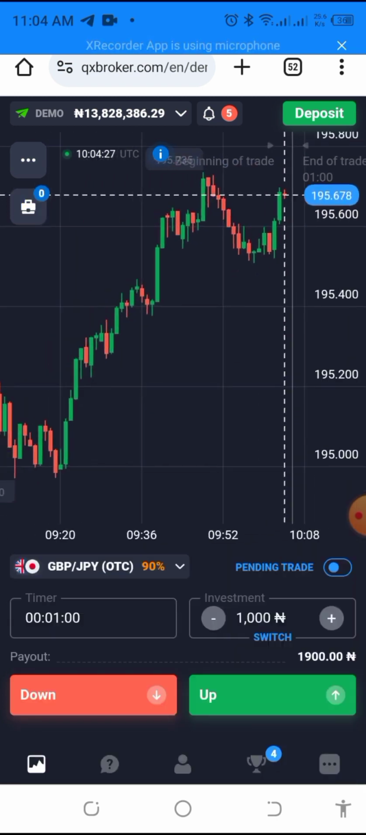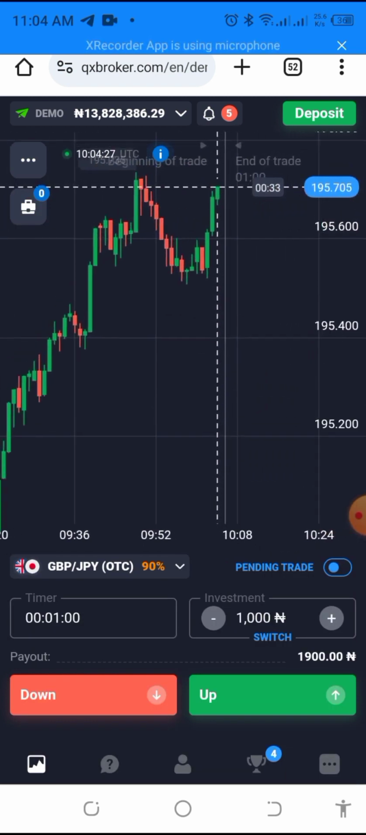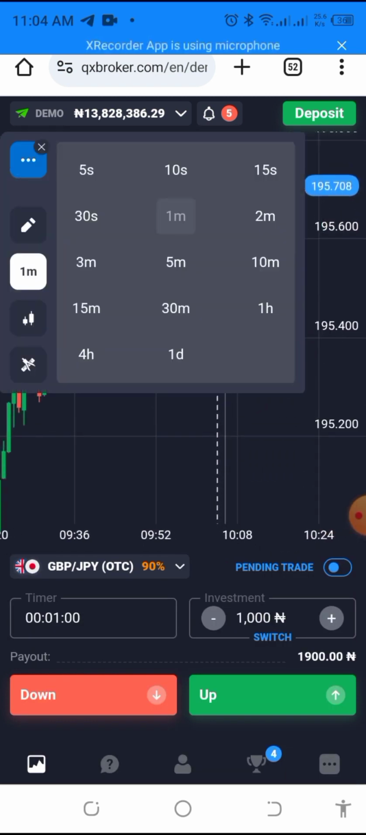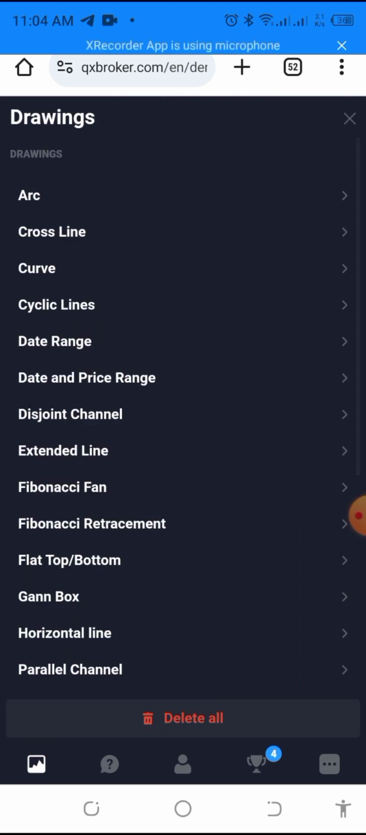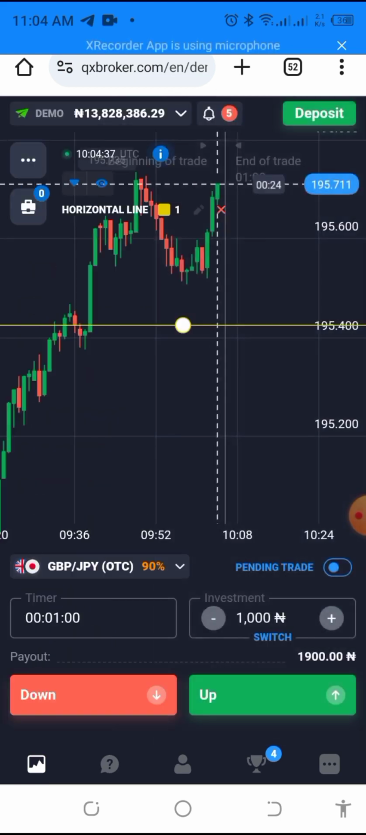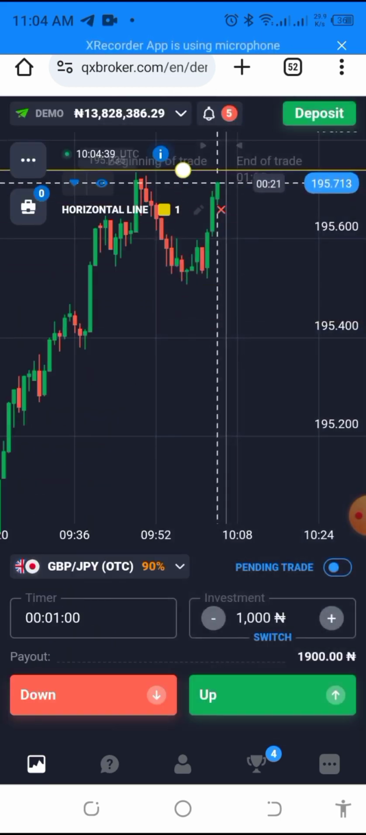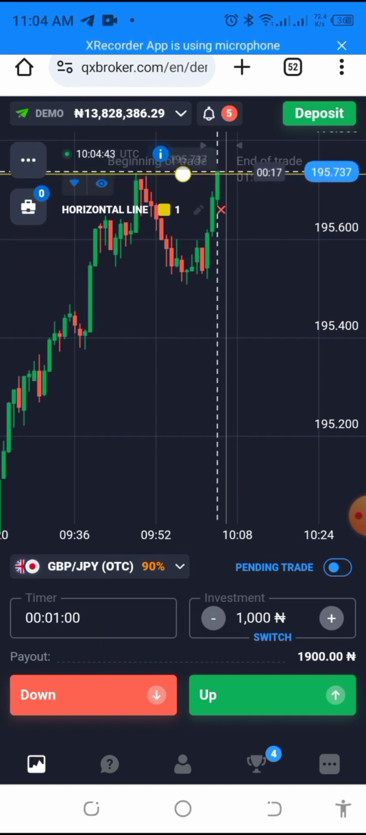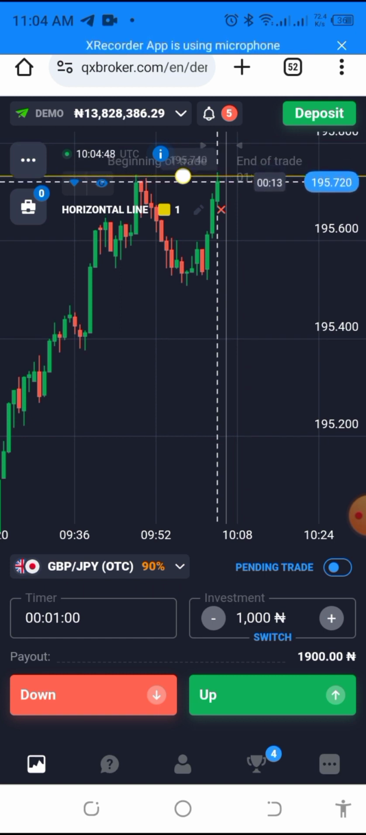Now this one looks very promising. It seems to be retracing. Once it hits this resistance and starts retracing, that's when we enter the market. So let me pause the video and watch if it's going to retrace.